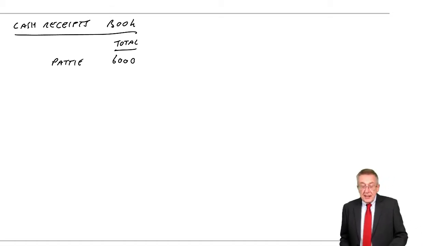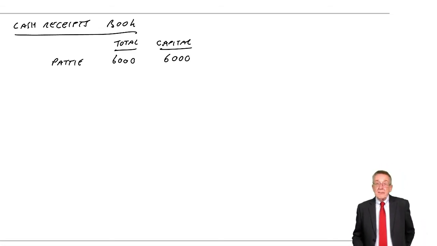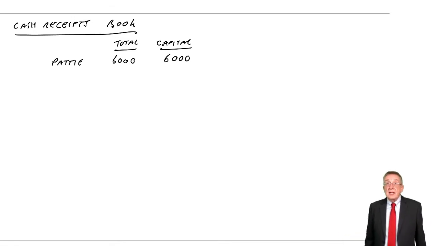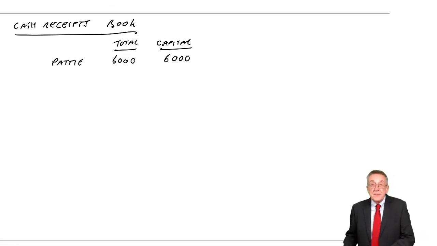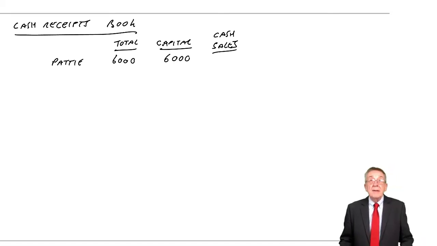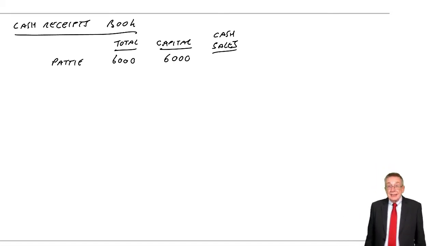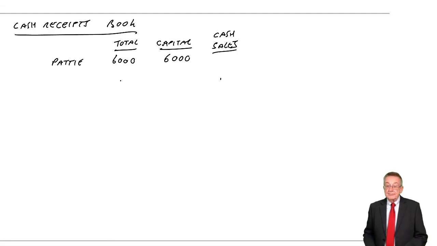When we get the receipt, I enter 6,000, but we have what we call analysis columns. I'll have a column headed up capital, and I put 6,000 in that column as well. And so you'll see later in the exercise, when we do come back later to do the double entry, I know immediately why we received the 6,000, it was capital, and therefore I know what the double entry is going to be. And we'll have columns for each reason we receive cash. For instance, another reason for receiving cash is cash sales. So we'll have a column there, and if we do sell anything for cash, I'll enter the receipt in the total column, we'll analyse it. It was cash sales, I put it in the cash sales column.